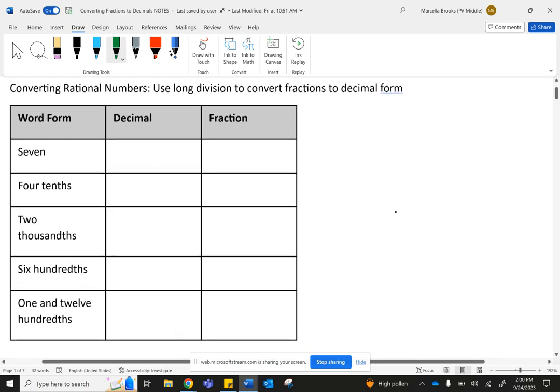So 7 written as a decimal would be 7.0. You could just put 7 point. Well, let's put 7.0. So that's the whole number 7. As a fraction, the way I write 7 is 7 over 1.